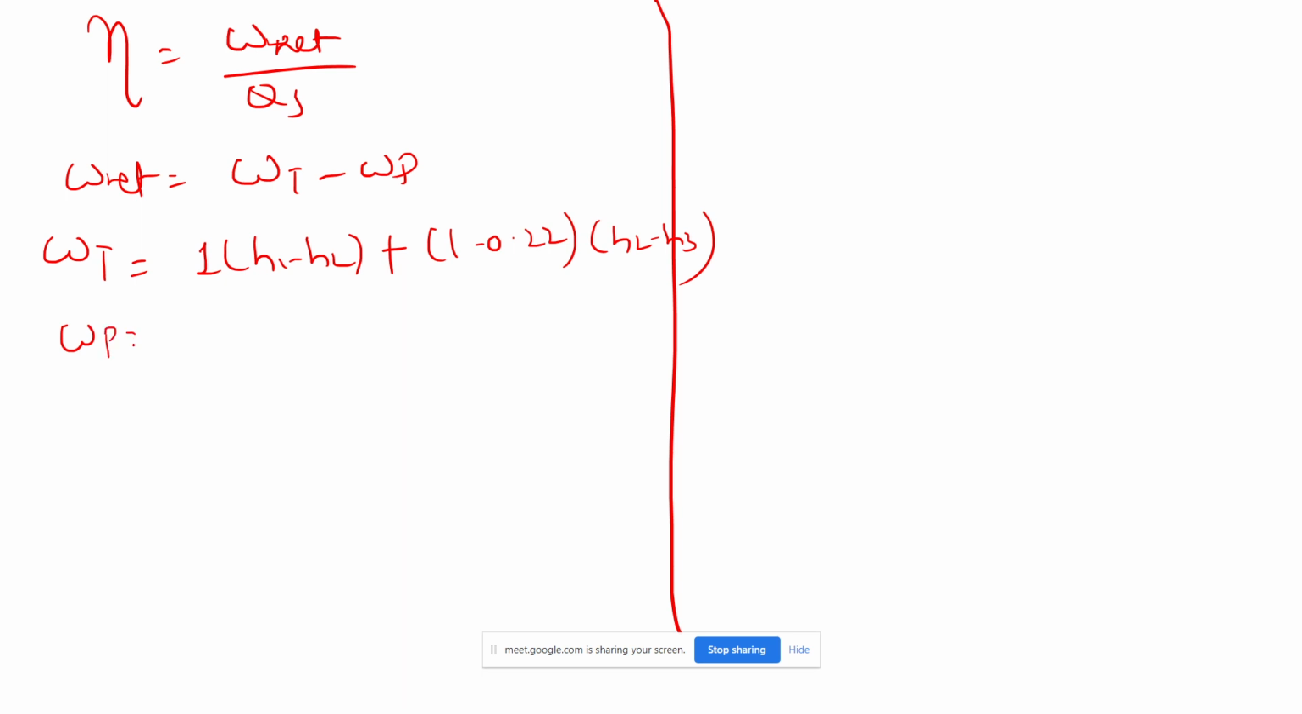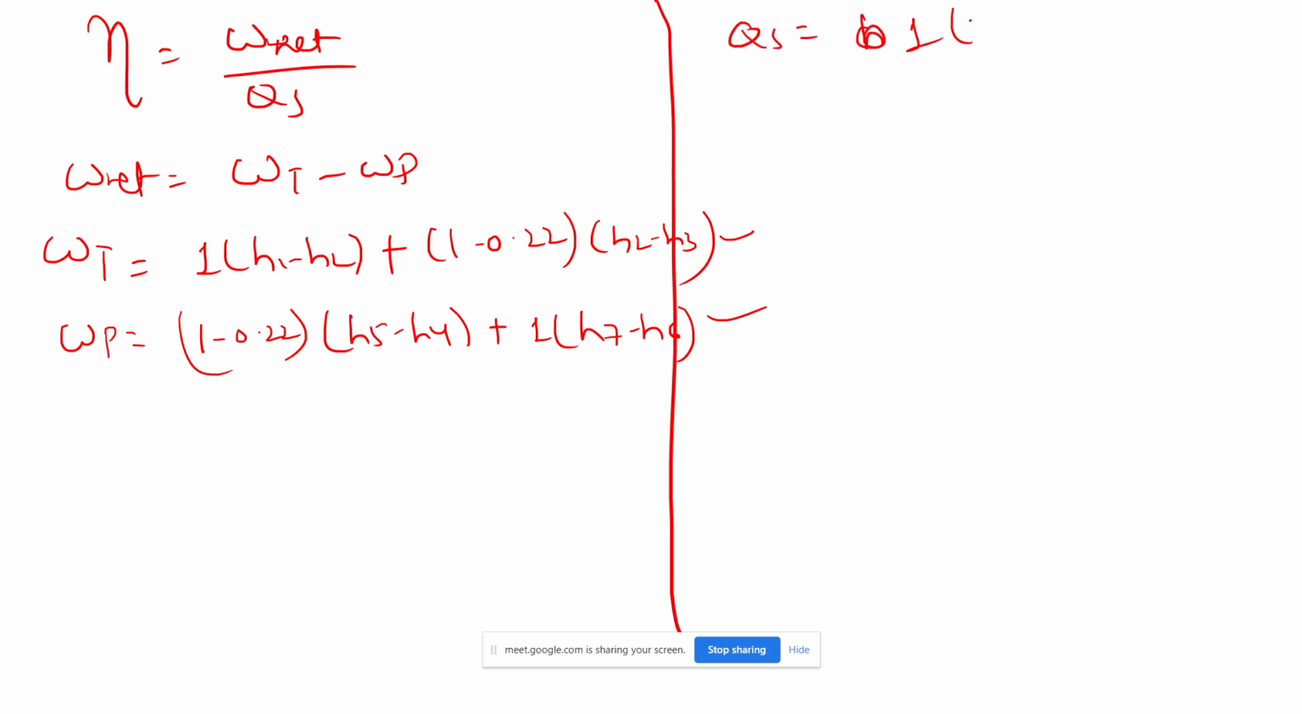What will be our pump work? (1 minus 0.22) into (H5 minus H4) plus 1 into (S7 minus S6). Just put the values and tell me what you are getting for turbine work and pump work. Similarly, what will be the heat supplied? 1 into (H1 minus S7).